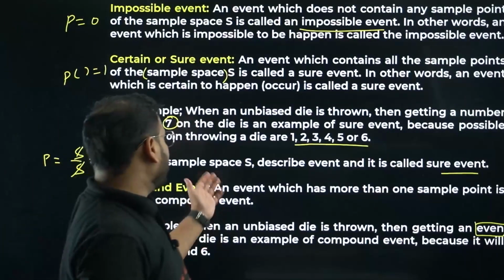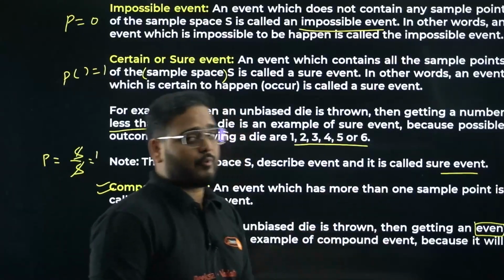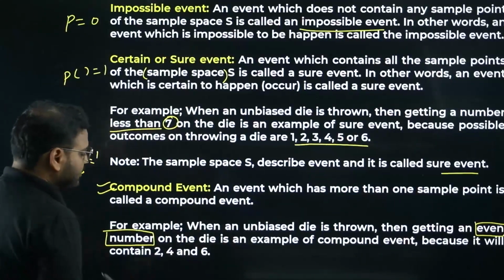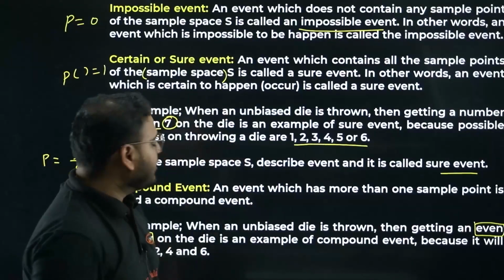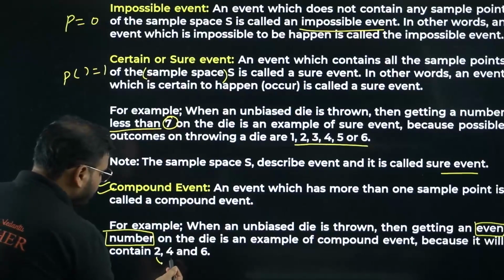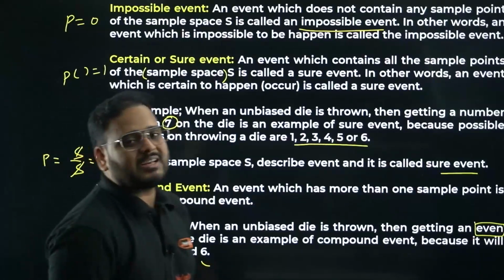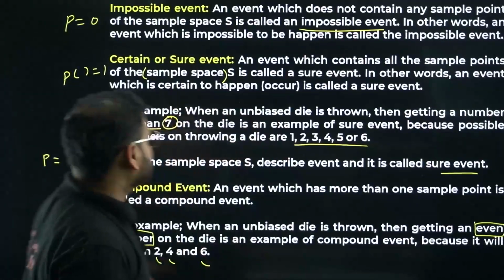So an event which has more than one sample point is a compound event. What is the event here? Please check. The event was getting an even number. For the same event we have 3 sample points, 2, 4 and 6. Hence it is called a compound event. Getting it? Let's move on.